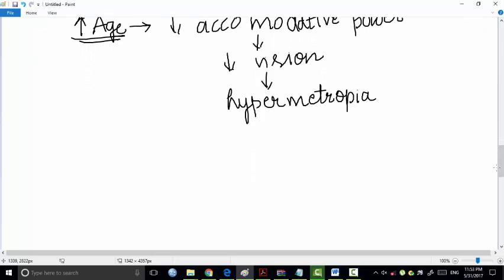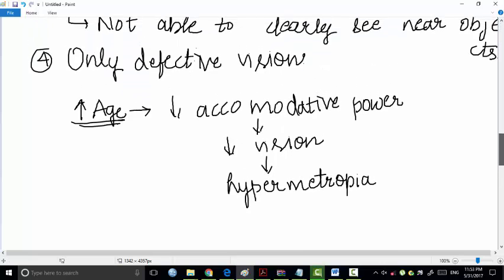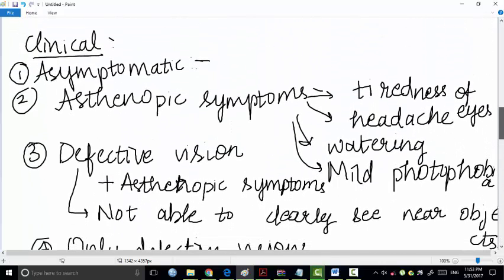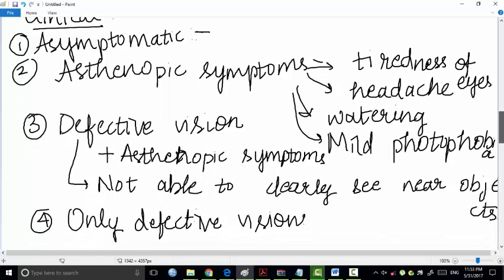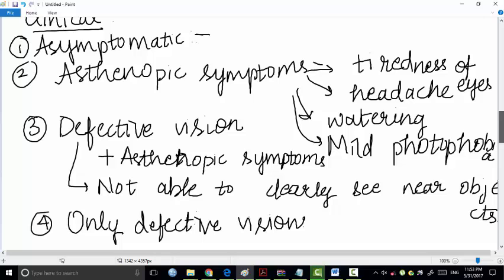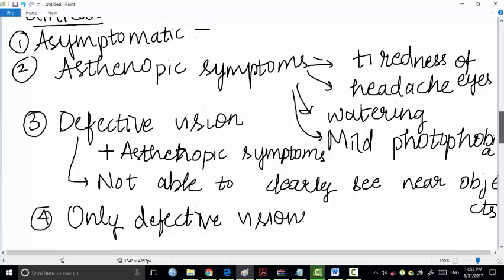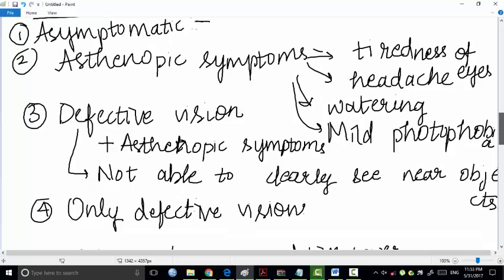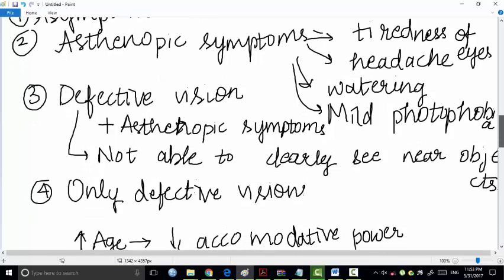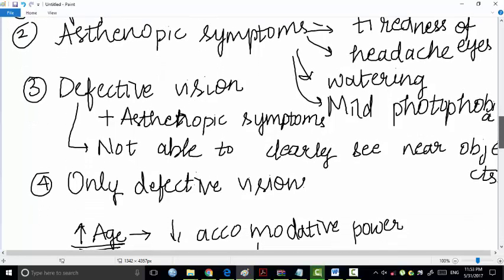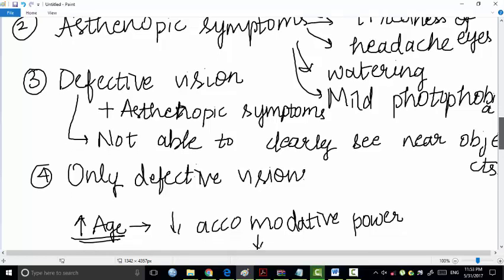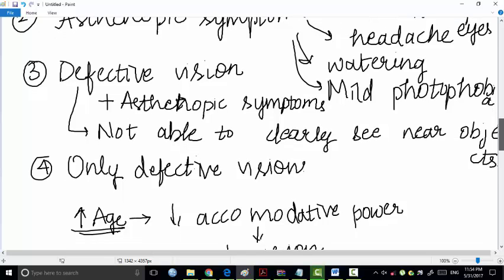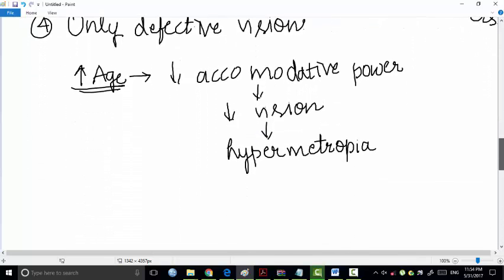All these are the major clinical symptoms of hypermetropia. One is asymptomatic, next asthenopic symptoms, which include tiredness of eyes, headache, watering, mild photophobia, that is intolerance to light, and there may be defective vision, that is not being able to see near objects clearly, and this defective vision may be associated with asthenopic symptoms, or there may be only defective vision. Okay, all these are the clinical features.